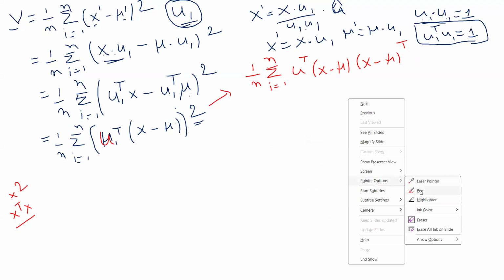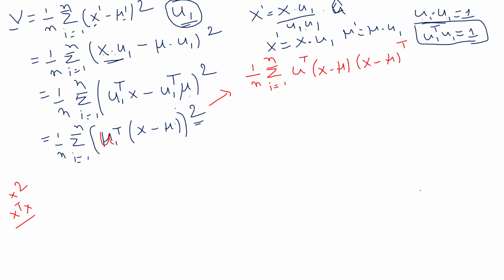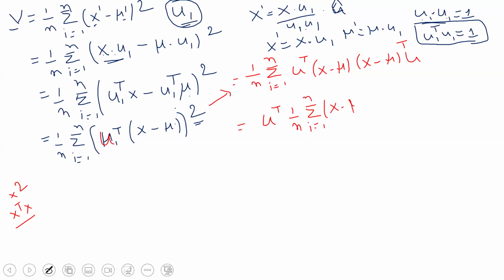This is where the whole point comes down to. So that becomes u. Now I'm just rearranging the items here. So that is u transpose, 1 by n sigma i equals 1 to n, (xi minus mu) into (xi minus mu) whole transpose, into u.